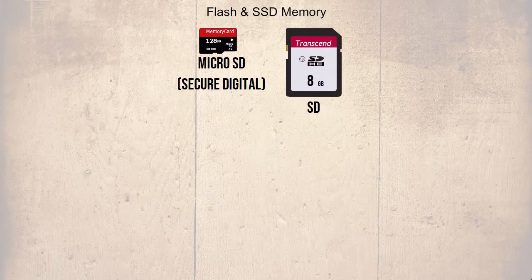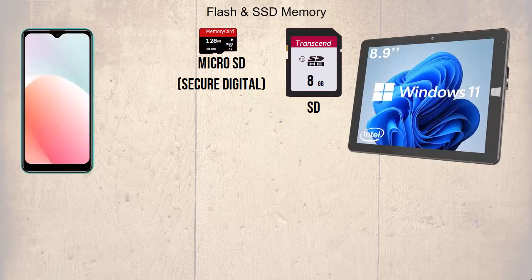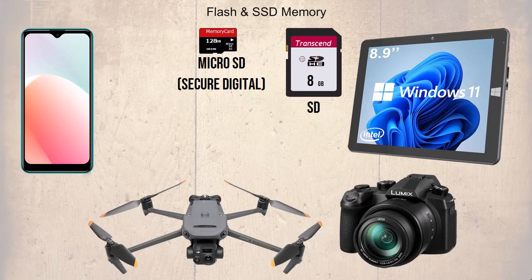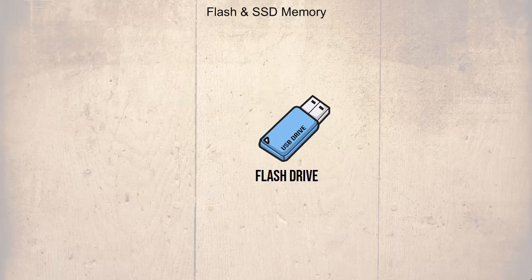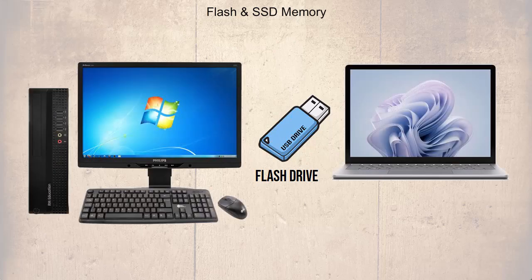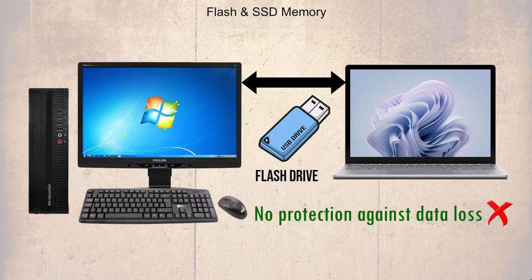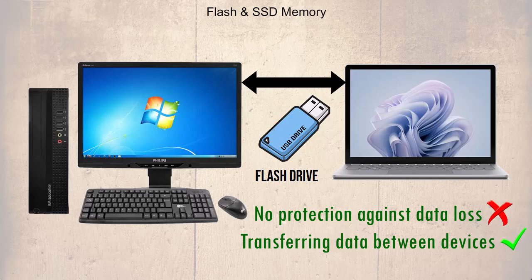A common use for micro SD and SD cards is in mobile phones, tablets, cameras and drones, mainly because of their size. These are more prone to data corruption and should never be relied on as a backup. A flash drive is primarily used to transfer data from one device to another. Once again, there is little or no protection against data loss, and it should only be used as temporary storage.